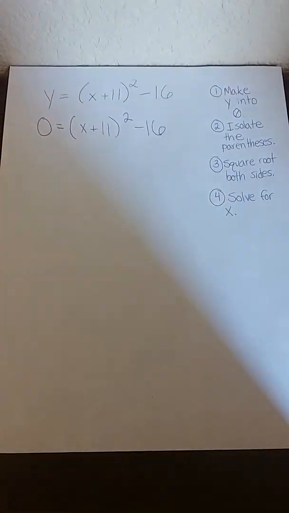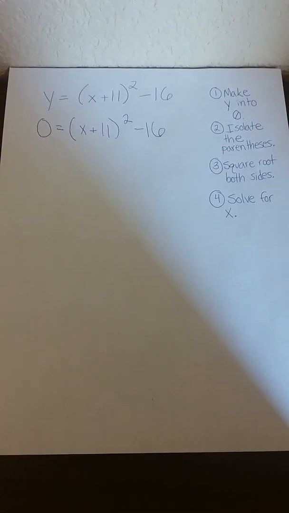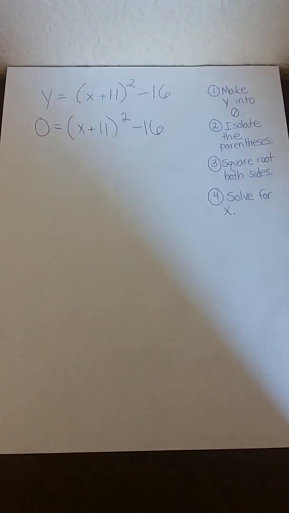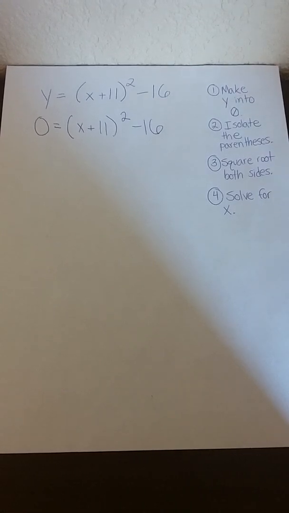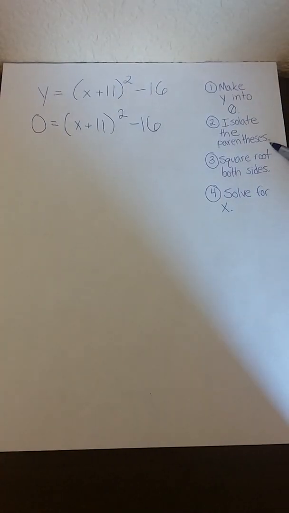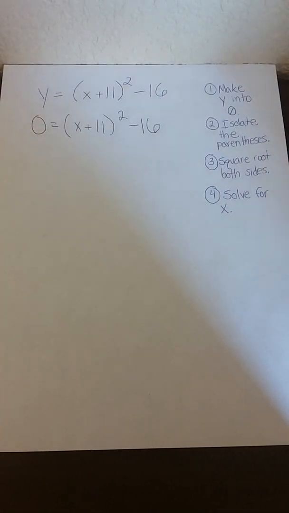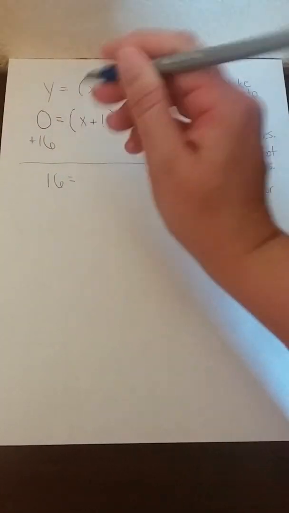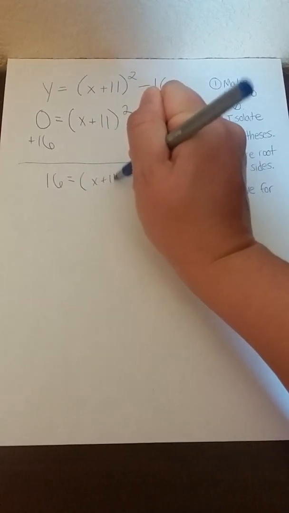Okay, now we have a quadratic equation that's equal to 0. Solving this will give us the x-intercepts of our quadratic function. So we need to solve this. The next 3 steps are the same as the steps we were using yesterday to solve quadratic equations with parentheses squared. So we isolate the parentheses, square root both sides, and then solve for x. So first, I'm going to add 16 to get the parentheses alone. And I'm going to wind up with 16 equals x plus 11 squared.